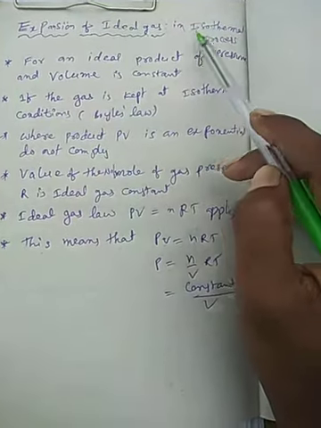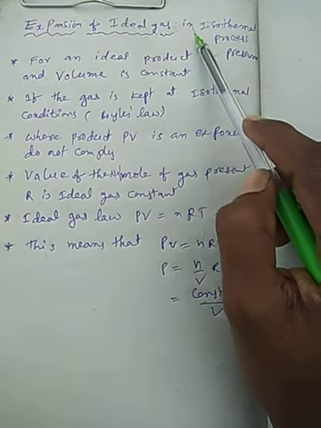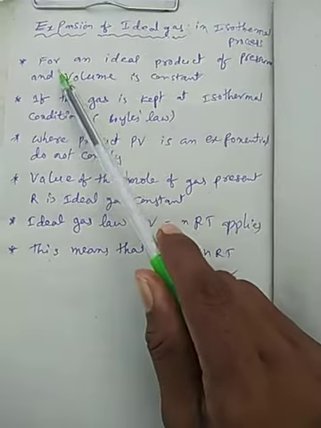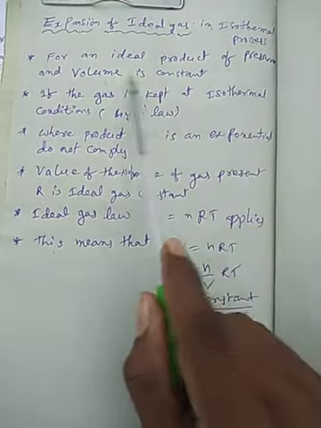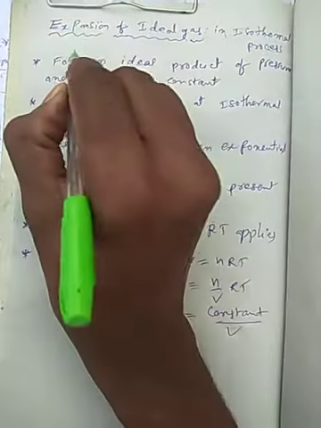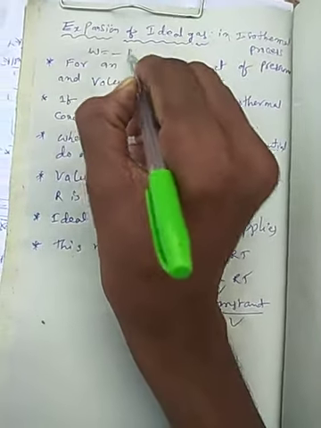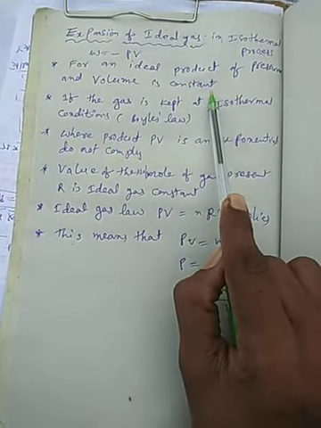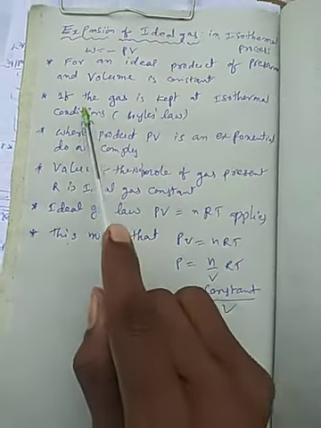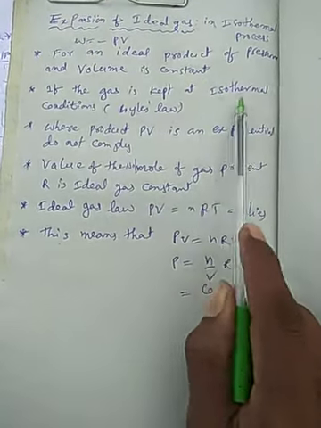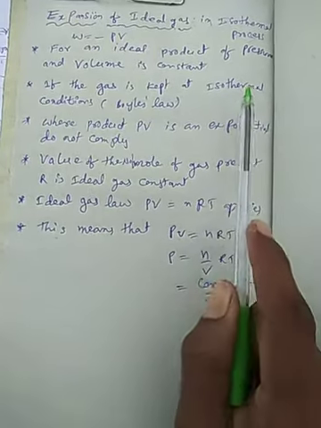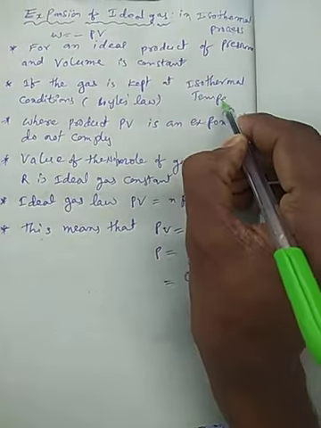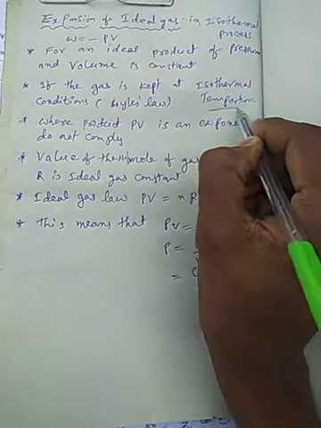Now I am going to explain the isothermal process. For an ideal gas, we know already that W is equal to minus PV, the product of pressure and volume, is constant. What is the condition for an isothermal process? Isothermal means temperature is constant.